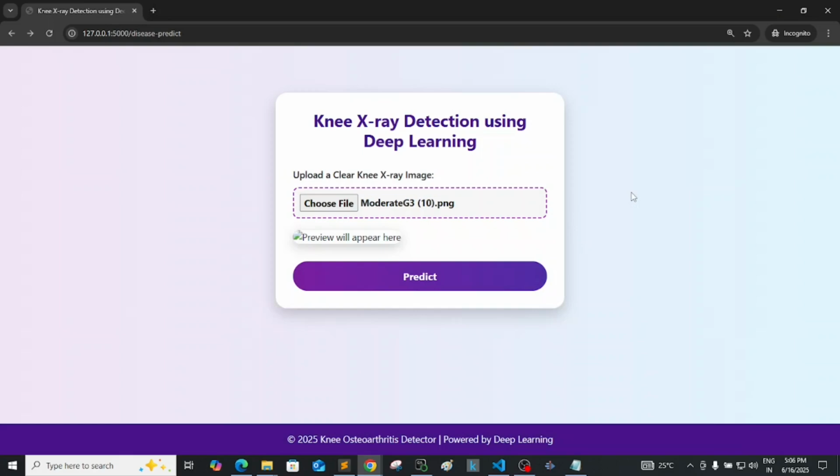Hi everyone, welcome back. Today we are going to show you a project called Knee Osteoarthritis disease detection using deep learning on X-ray images. First, we'll see some sample results.